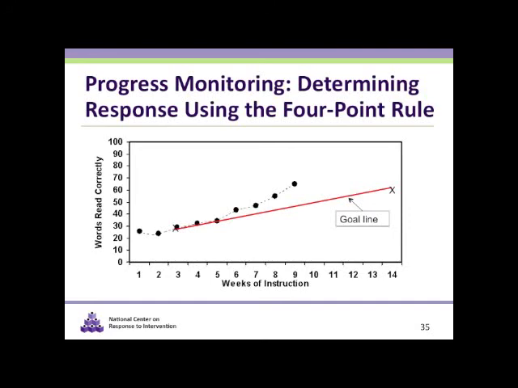If all 4 are above the goal line, you may choose to increase the goal or to discontinue providing secondary level interventions. It is recommended that progress monitoring continue in primary prevention to ensure that the student continues to make adequate progress without the supplemental support. If all 4 are below the goal line, you need to make an instructional change. If the 4 data points are both above and below the goal line, you need to keep collecting data until the trendline rule or the 4-point rule can be applied.